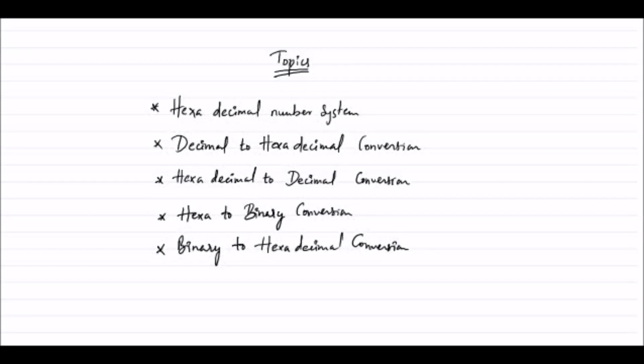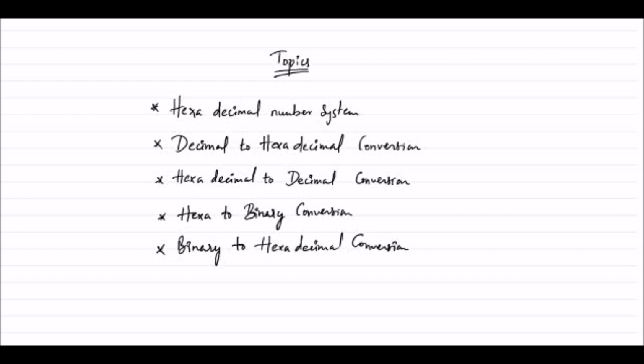Hello friends, today the topic we are going to discuss is the hexadecimal number system, in which we try to convert a decimal number to a hexadecimal number, a hexadecimal number to a decimal number, a decimal number to binary, and a binary number to a decimal number.